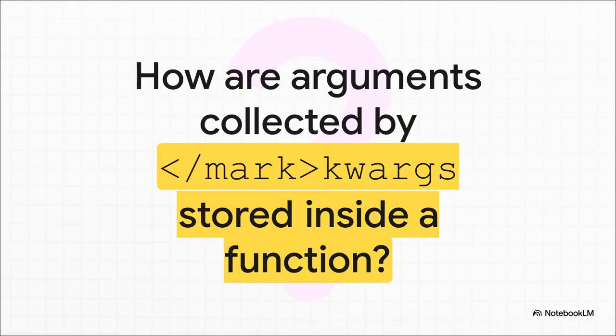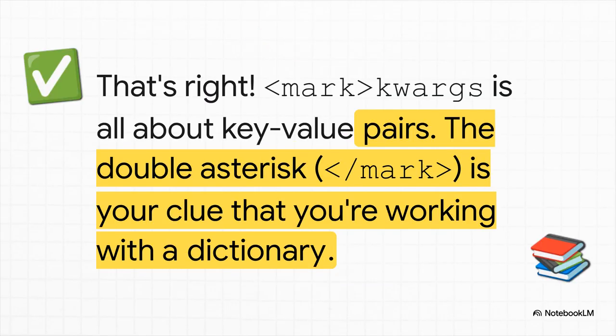Okay, you know the drill. Time for another quick check. We just saw it in action. How does kwargs store all those named arguments that it collects? And of course, it's a dictionary. It's all about those key value pairs, which is exactly what a dictionary is for.